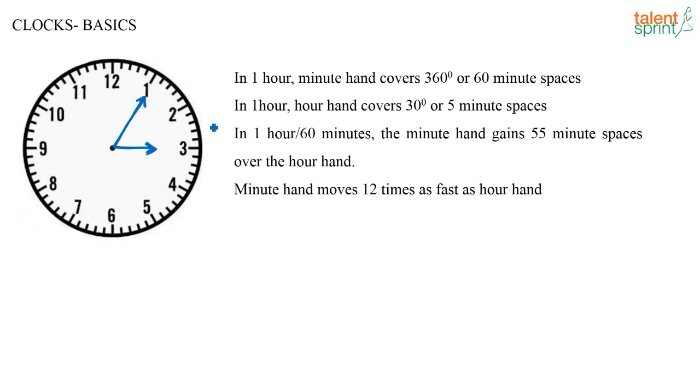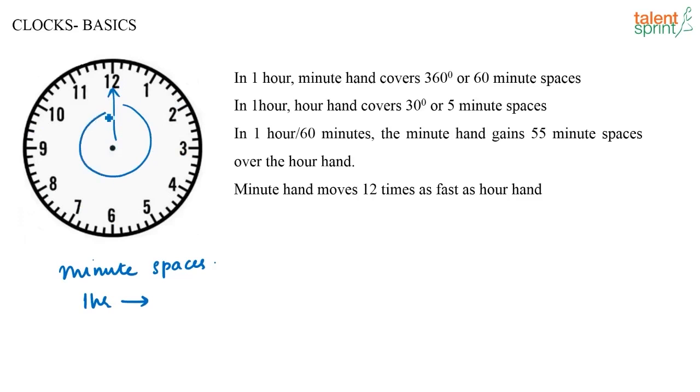We can say that the face or the dial of a clock is divided into 60 equal parts called minute spaces. That is, the circumference of a clock is divided into 60 equal parts called minute spaces. In 1 hour's time, if you look at the minute hand, what does it do? The minute hand will start from 12, then it will complete one full circle and come back to 12. Or I can say that in 1 hour's time, the minute hand covers 60 minute spaces.